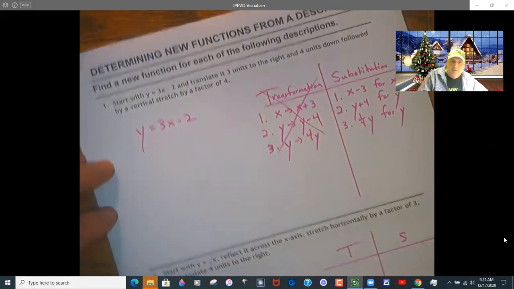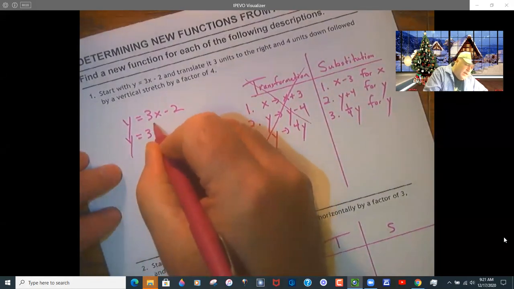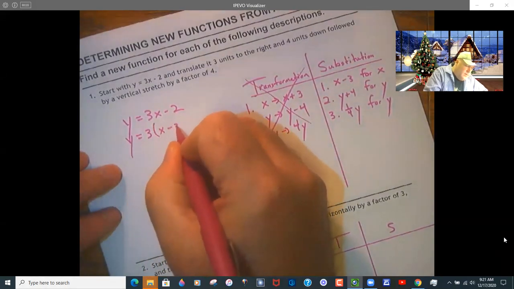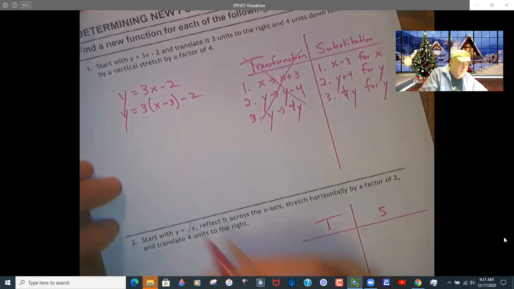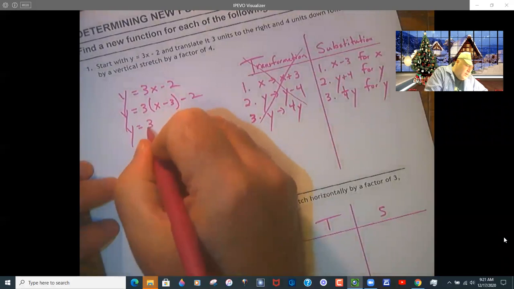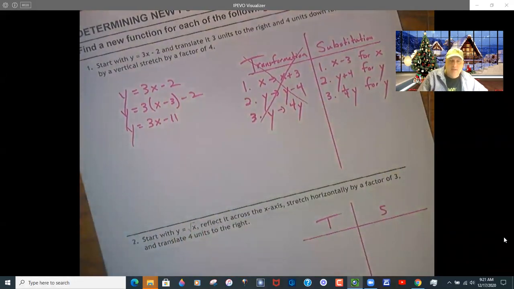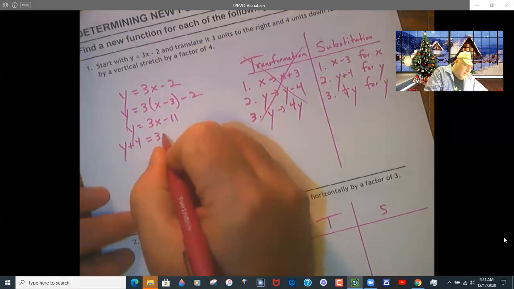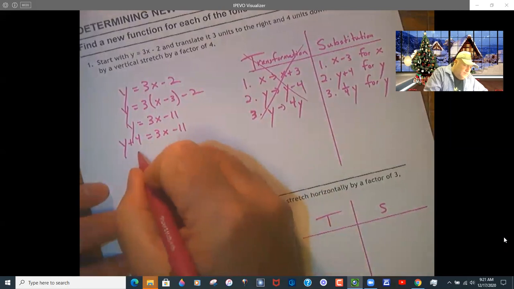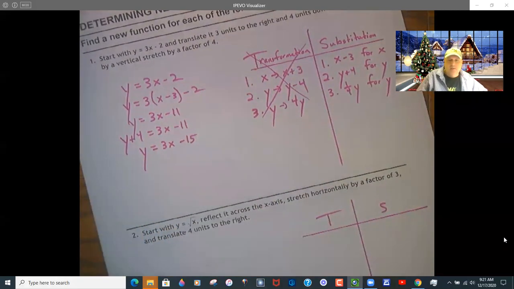So we start with 3x minus 2, and then in for x is going to go x minus 3. And then we must simplify. So when you're working on the x side, you're going to simplify. So minus 9 minus 2. You can do that mentally. Then y plus 4 in for y, and then we have to solve for y. That would involve subtracting 4 over. That you can do mentally.